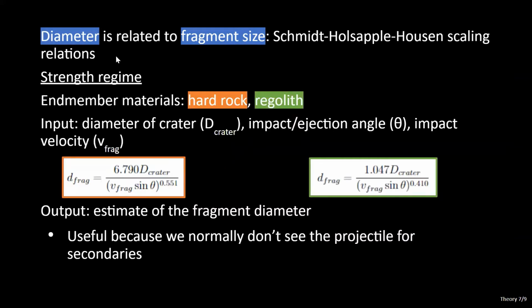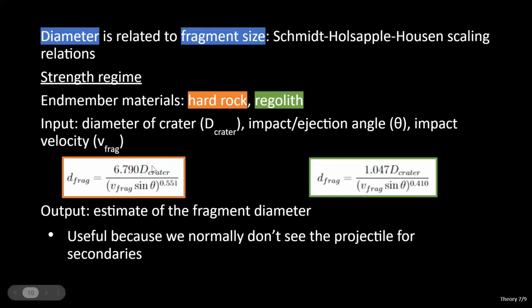Now that we know that we're in the strength regime, we're going to use these two end member materials: hard rock, which is basically hard non-porous rock, and regolith. Lunar regolith, think about it like a little bit of sand with a little bit of yield strength to it, so it's not just friction forces. As input, we have the diameter of the crater, the impact/ejection angle, again those are the same, and the impact velocity that we calculated previously.